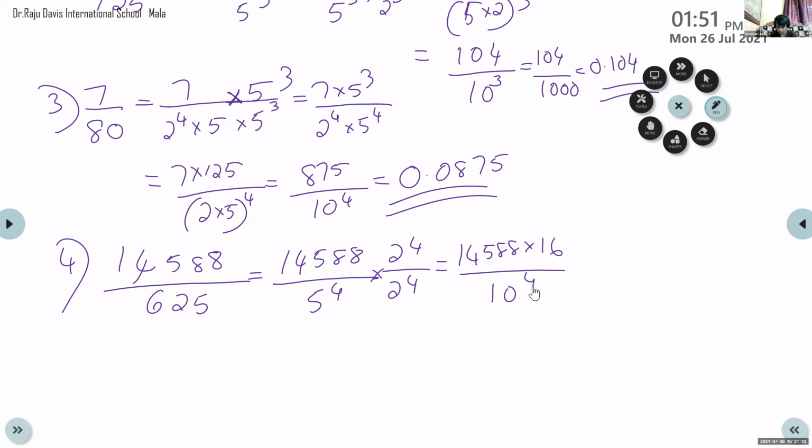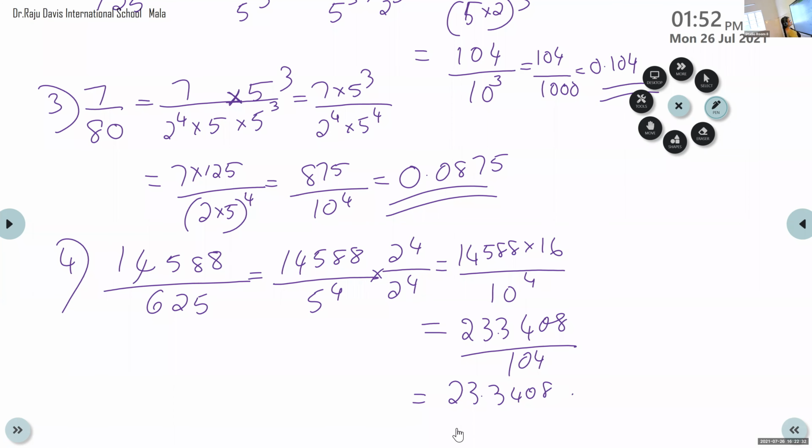Ma'am, is it 23.3408? Did you multiply? I told you, whatever things you can do, at least multiplication you can do. Don't wait for others to answer. 23.3408. The numerator is 2,33,408 by 10 raised to 4, so it will be 4 decimal places. So 23.3408. Okay.